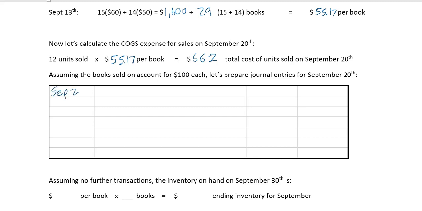So September 20th, we have a sale on account. So it will be accounts receivable. That will be debited. And the books sold for $100 each. So that's simple math. 12 units times $100 each gives us AR of 1200. Also sales revenue of 1200.